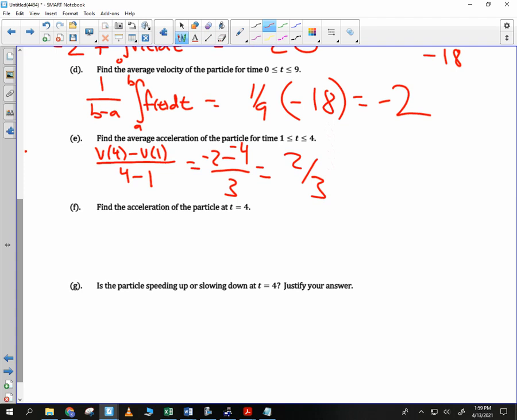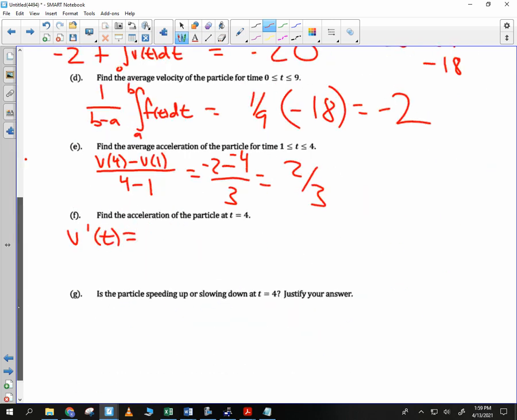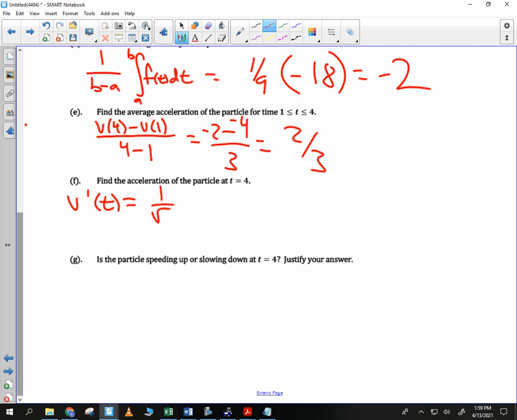We're almost done. Find the acceleration of the particle at time equals 4. How does acceleration compare to velocity? Derivative. Can you guys find the derivative of the velocity function? Somebody please tell me what's the derivative of 2 roots of x? Everybody agree it's 1 over the root of x? What's the derivative of 6? 0. So you can see they've given you a nice one here. It's just 1 over the root of x. And I want to find that at time 4. So that means that v prime of 4 is equal to, what's 1 over the square root of 4? 1 over 2.